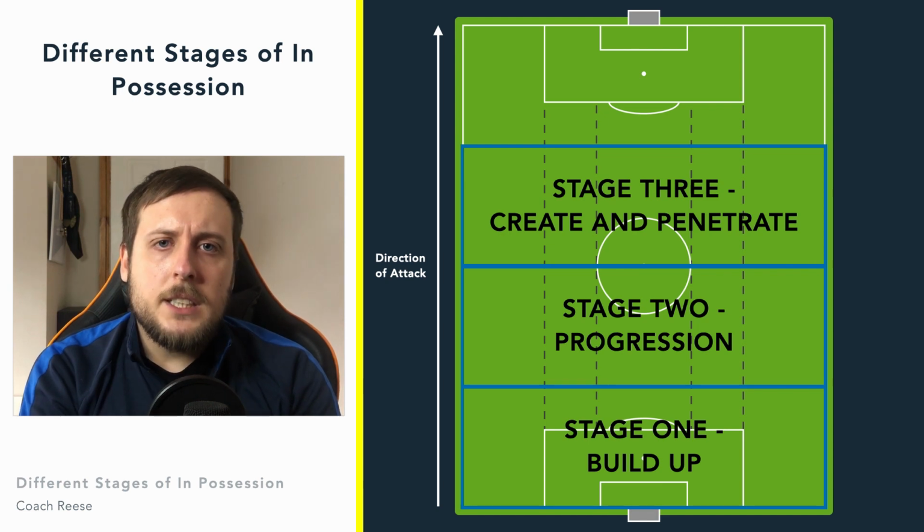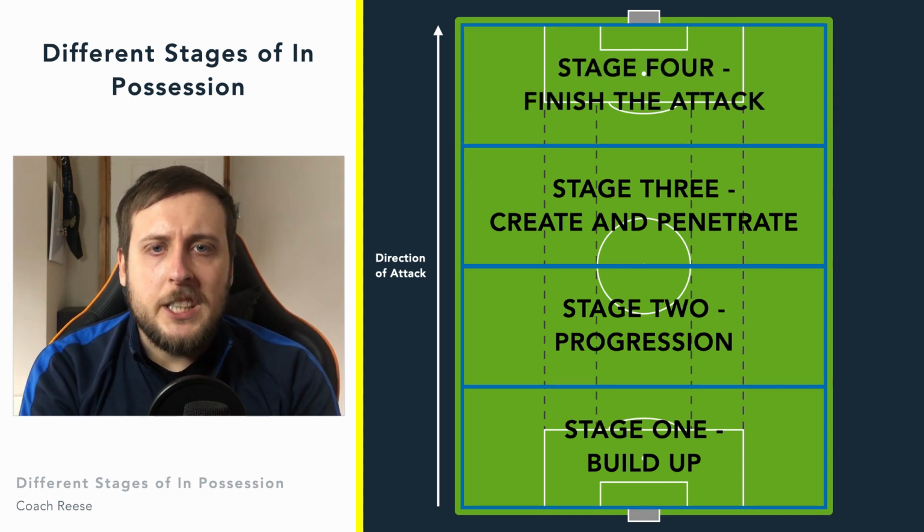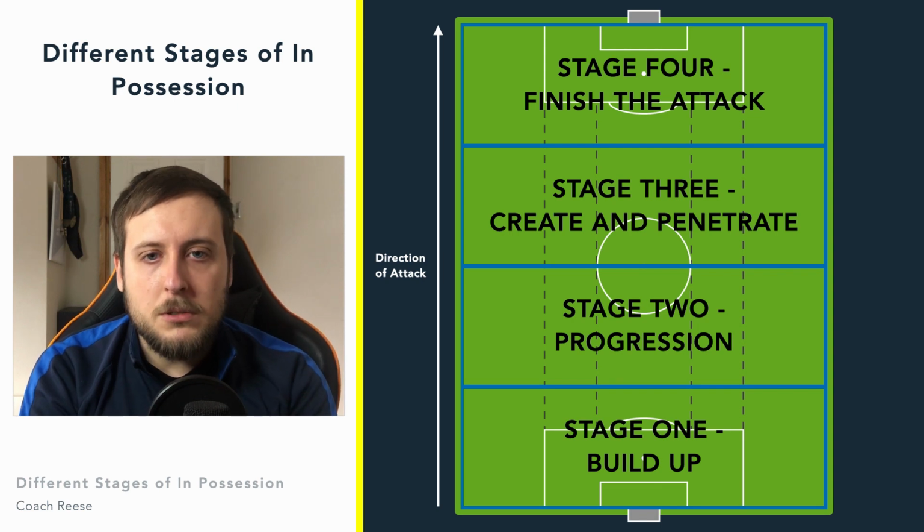And the final stage of being in possession is called finish the attack. So as you'd expect, we're pretty much in an area in and around the opposition's goal, and we're trying to get the reward of all the previous stages. We're trying to score that goal. So in this area, we're thinking about how we're going to enter the opposition's penalty area. Are we entering it from wide areas where we might look to create lots of 1v1s or 2v1s to help us enter the box from those areas?